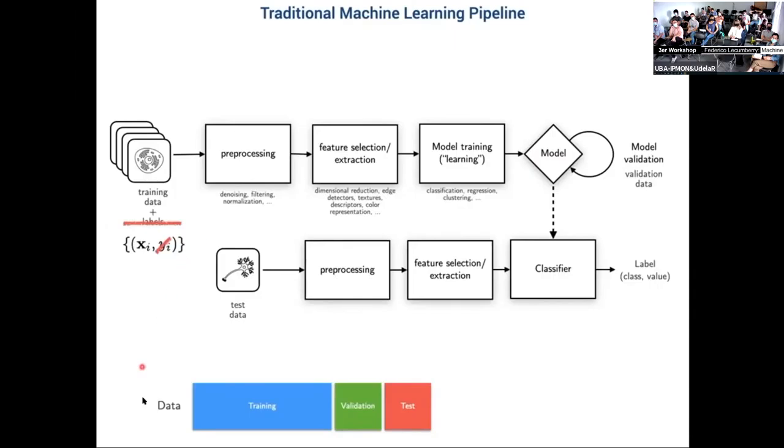Usually, the data is split in three sets. First, the training set that we use in the model training. Second, the validation set that we use in the model validation step. And third, the test dataset that we use to compute the performance of this model.